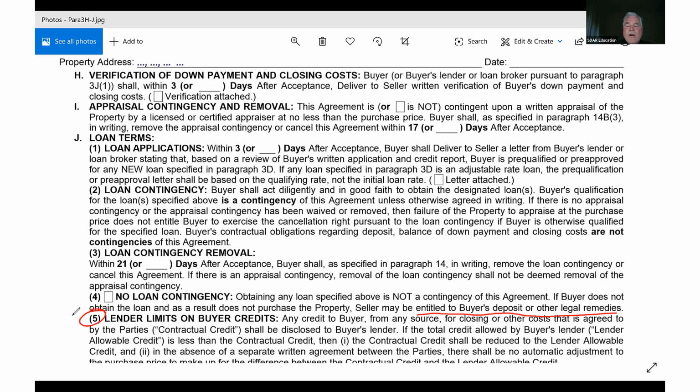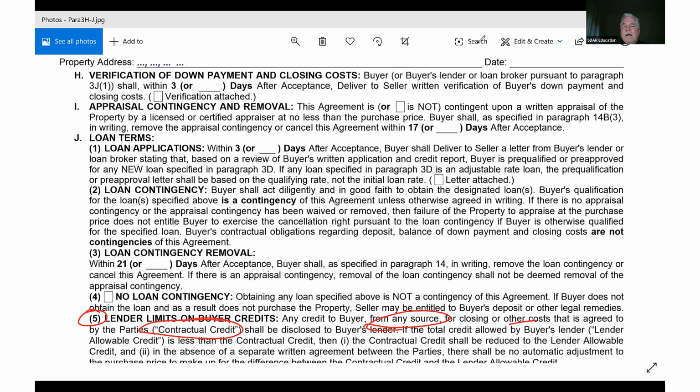Okay, let's take a look. Lender's limit on the buyer credit, because this is also interesting what they did in here. And again, this is the contract. This contract's been around now since 12, right? Nobody ever reads it, right? So what's the lender's limit on repairs? We're going to talk about two different kinds of credits. Any credit to the buyer from any source for closing or other costs, whatever you want to call it, that is agreed to between the parties is called a contractual credit.